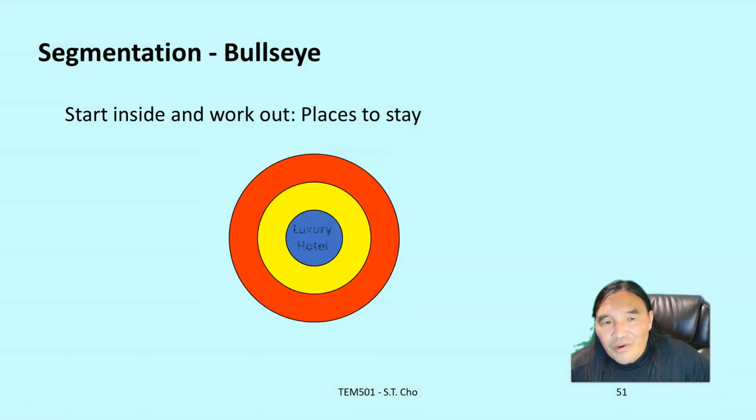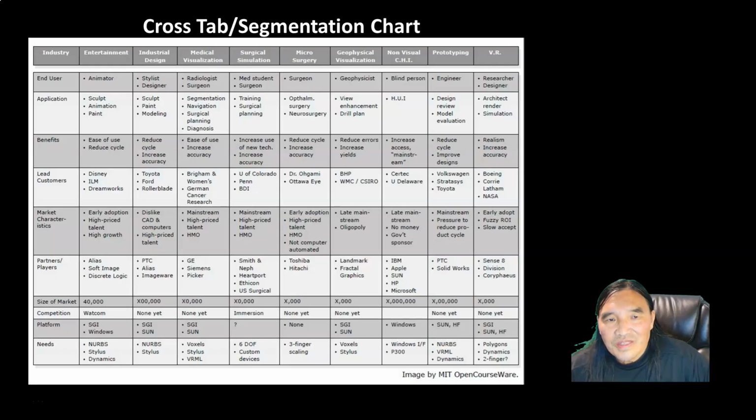There's a bullseye approach, which is start inside and work out. Luxury hotels, brand hotels, discount hotels. Maybe you make tables to figure out, how do I characterize my different markets?